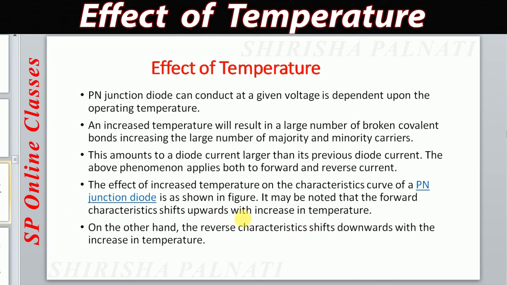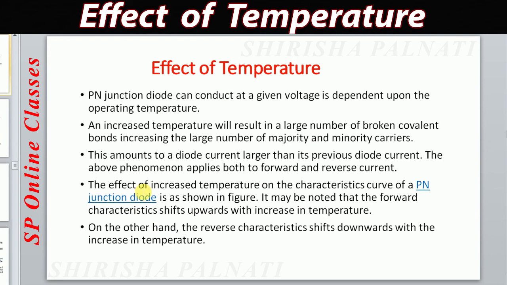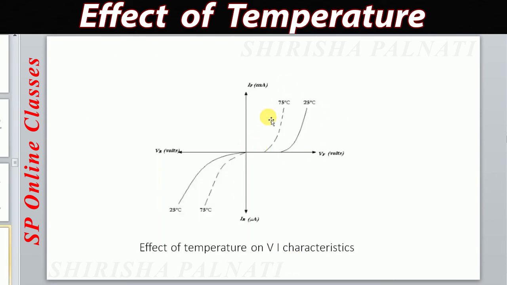This point is indicated in this diagram. Here both the forward bias condition and the reverse bias condition are shown for the effect of temperature. Upwards and downwards represent the effect of increased temperature on the characteristic curve of a p-n junction diode. The forward characteristic shifts upwards with the increase in temperature. The downward shift is in the reverse bias condition.